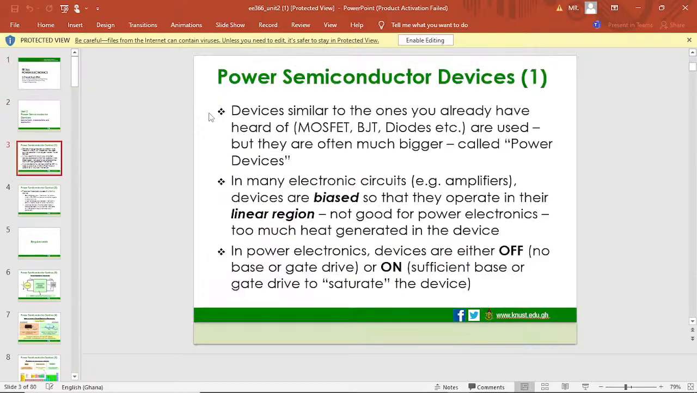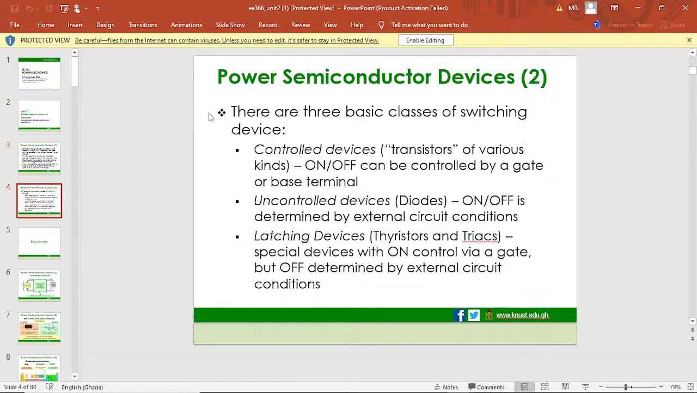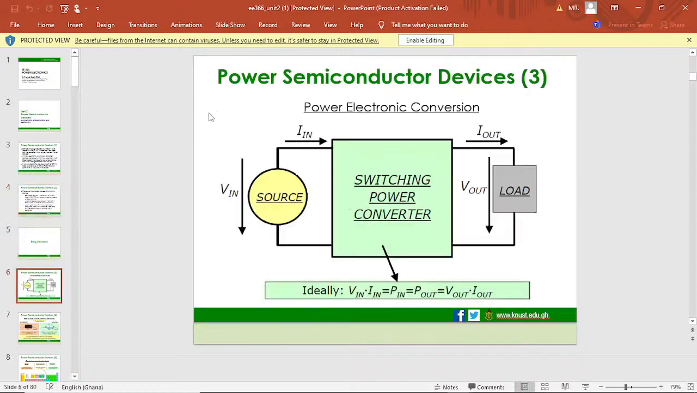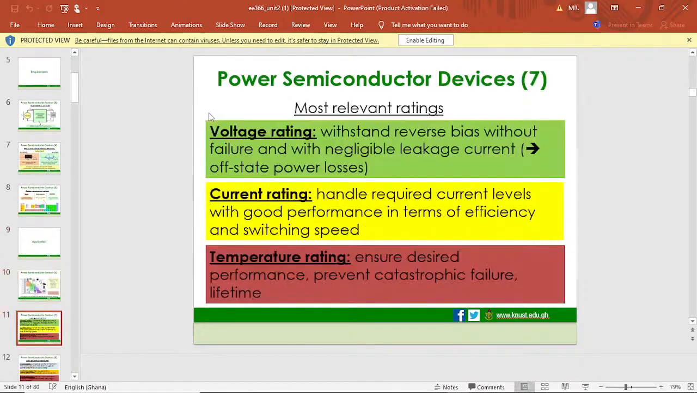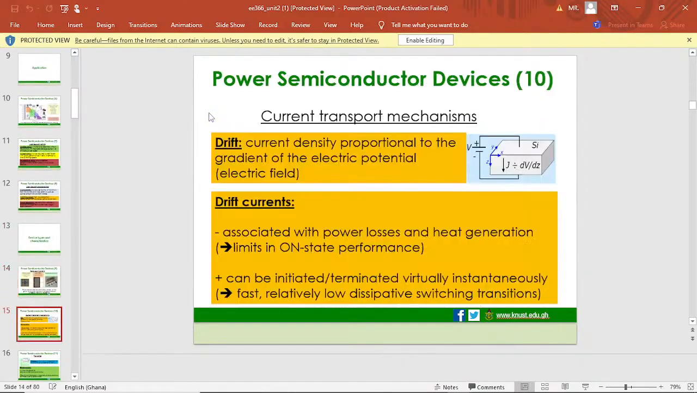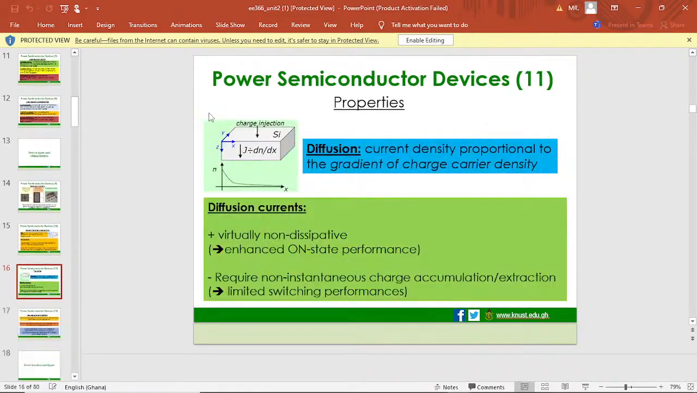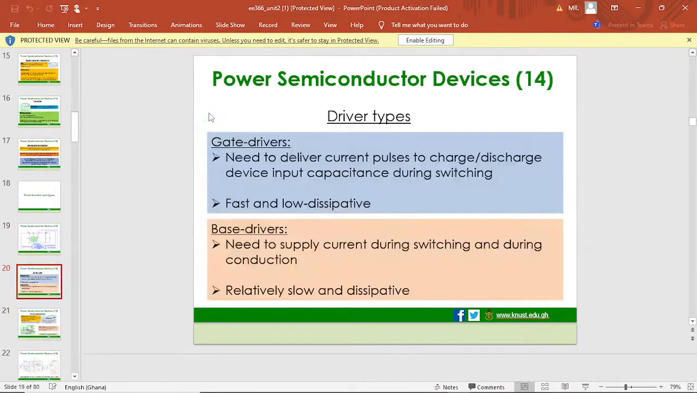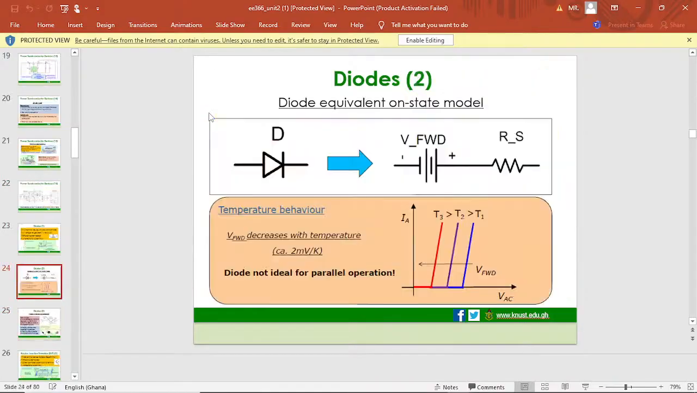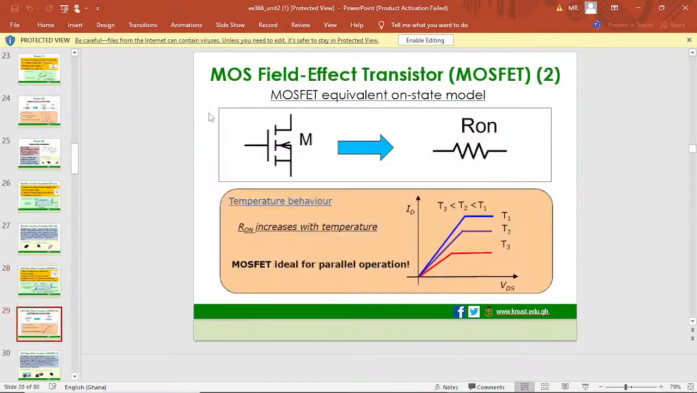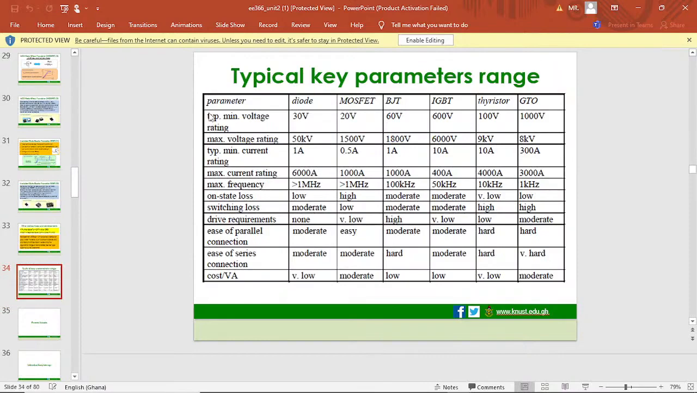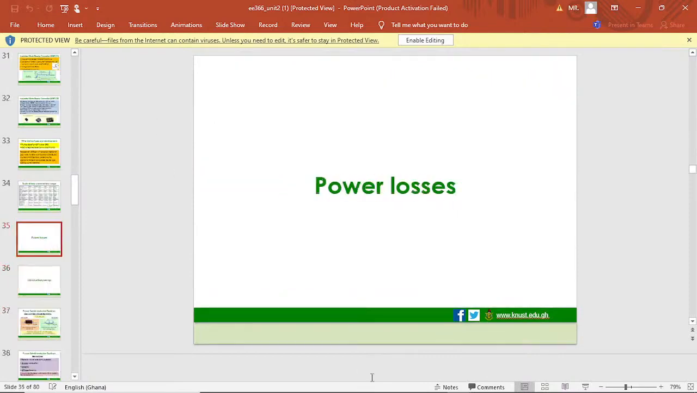So as we said, we are using switching devices. Sorry for the noise in the background. These are the classes of switches. This is what we want to do ideally. We've spoken about all this, so simply read all the slides. Kindly take time to read, because I saw the midterm, we had some reading questions. So read about drift and diffusion currents. We have gate drivers, base drivers. Kindly read. Then I took the diode, how it functions, how BJT functions, how MOSFET functions, and then power losses. This is my concern.